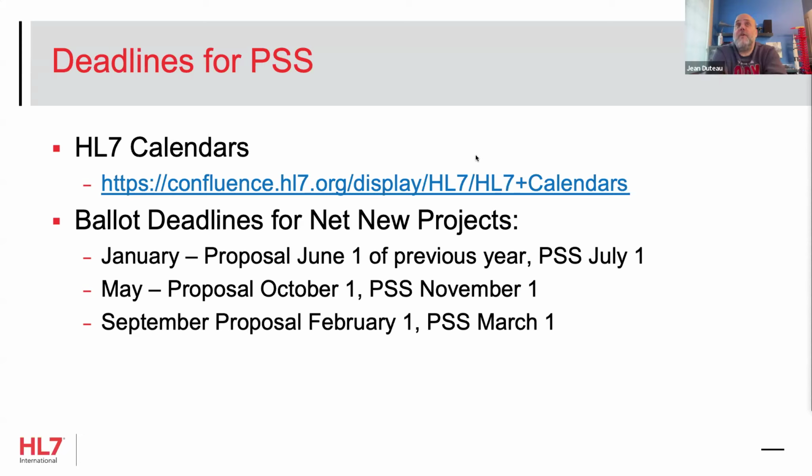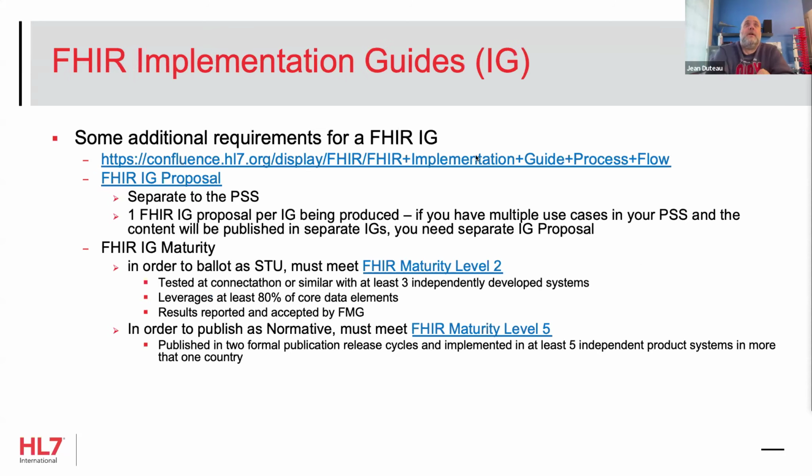This is just the net new projects, and the PSSs and proposals; there are other things that need to get in. When we talk about balloting, you'll see as well. There are some additional requirements for FHIR implementation guides, and there's also going to start to be additional requirements for CDA implementation guides. Right now, the FHIR IG requires a FHIR IG proposal that's brought to the FHIR management group. There's also a CDA IG proposal that's being worked on. I think the CDA management group now requires you to bring that to them. So that's an additional step.